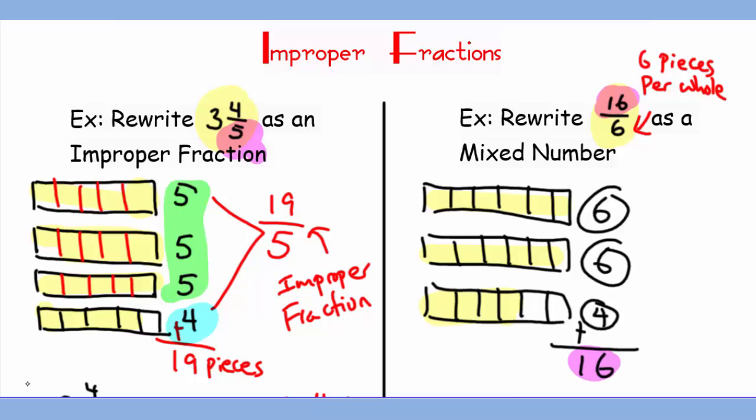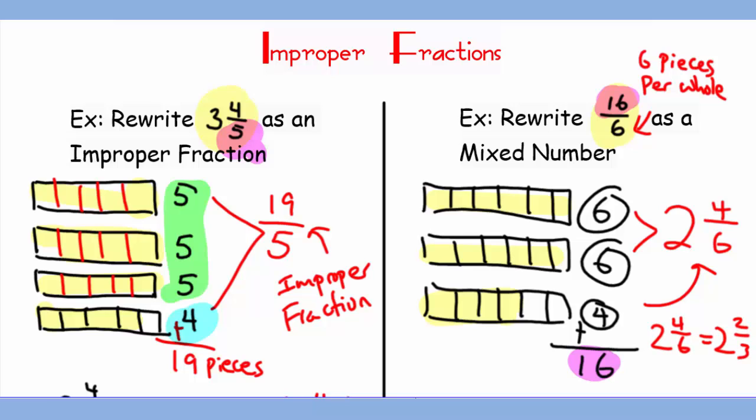And to write it in a part-whole relationship, you get 2 whole pieces right here and the 4/6 left, which you can also simplify from 2 4/6 to 2 2/3 by dividing the 4 and the 6 by 2.